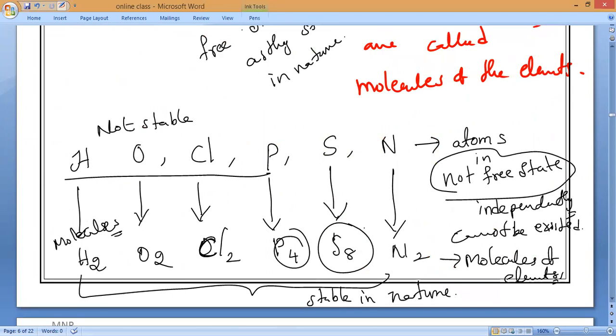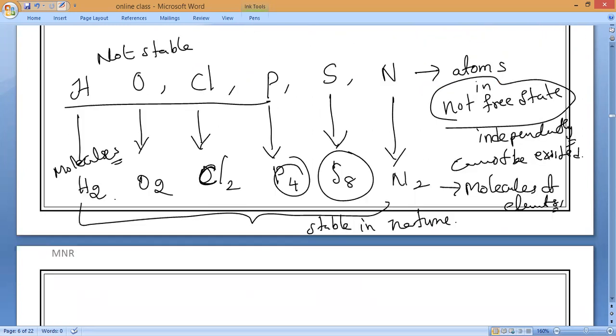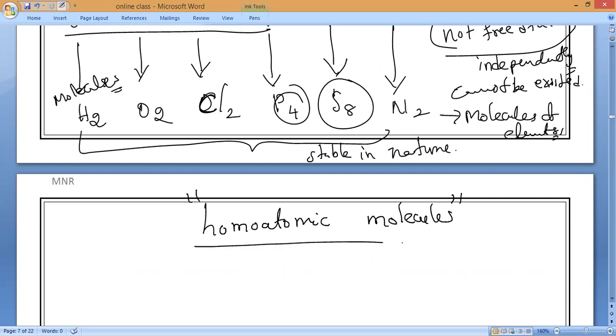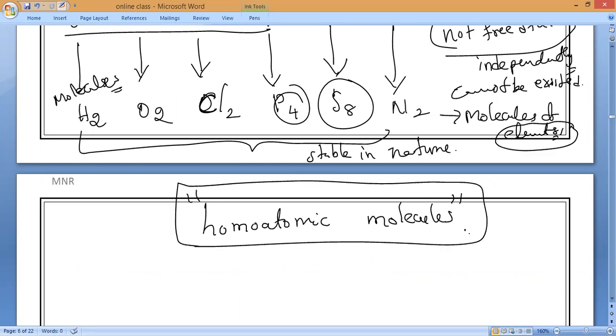Now in this chapter, an important concept, the mole concept, we will study. When they say atom, you must take atom. When they say molecule, you must take molecule. If they are made up of the same kind of atoms, like hydrogen only with hydrogen atoms, oxygen only with oxygen atoms, that is a single type of atoms. That is why these molecules are called homoatomic molecules. If the same kind of atoms form the molecule, it is called a molecule of an element, meaning homoatomic molecules. Clear, everybody?